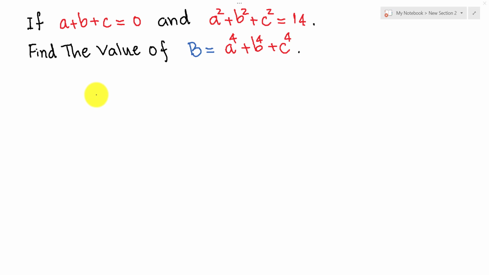Today I have one exercise, as on screen. If a plus b plus c equals 0 and a square plus b square plus c square equals 14, find the value of a power 4 plus b power 4 plus c power 4.